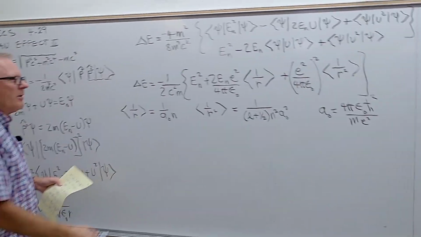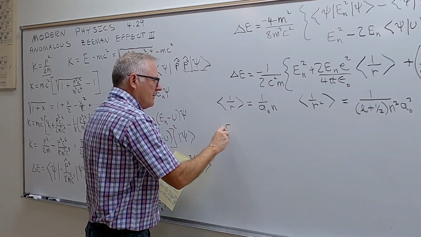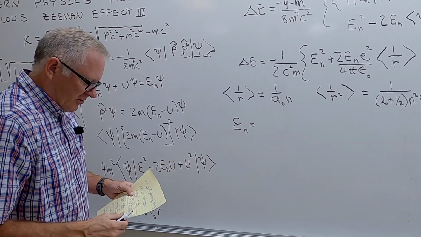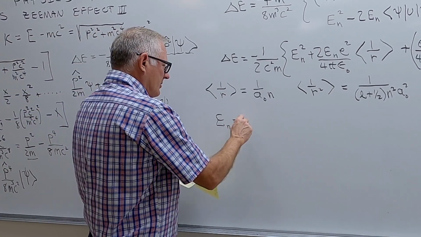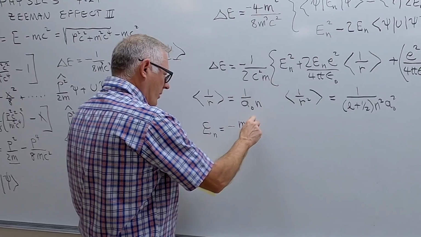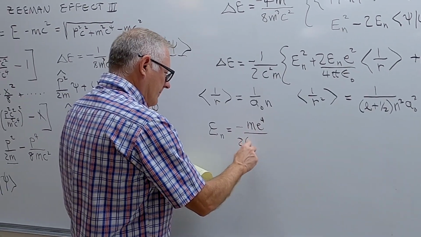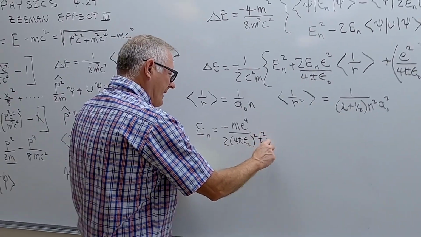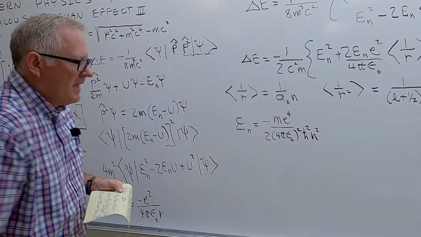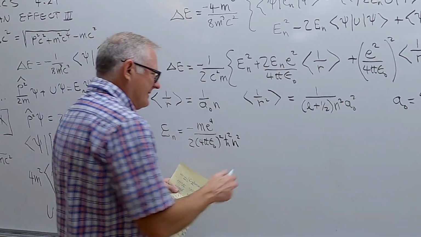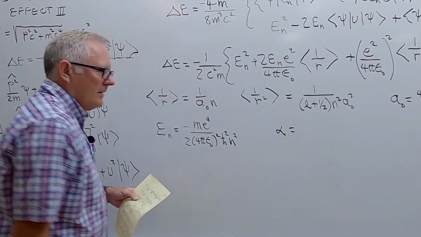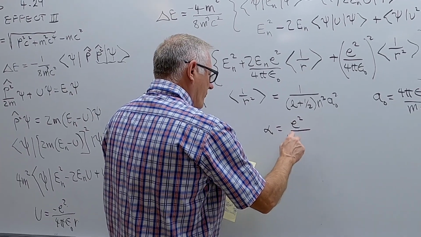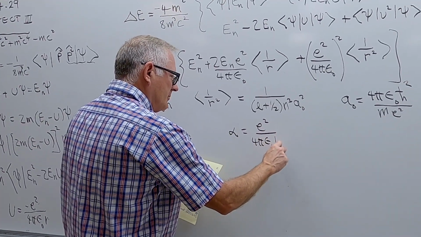The other constant I should probably bring up is E sub n. Remember, E sub n was our Bohr energies, which was the minus 13.6, but I don't want to use the 13.6 right here. It's actually minus m e to the fourth all over 2 times 4 pi epsilon naught squared h bar squared n squared. So those were our Bohr energies. And one last one was our fine structure constant. Alpha is equal to e squared all over 4 pi epsilon naught h bar c.